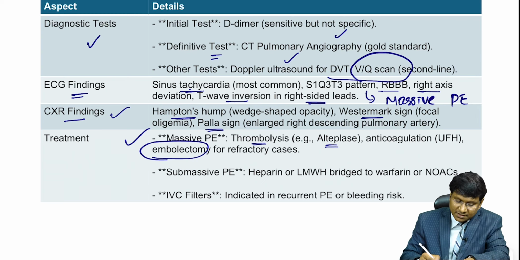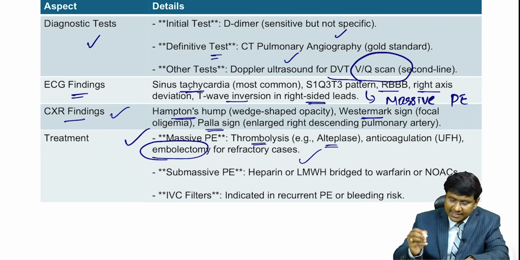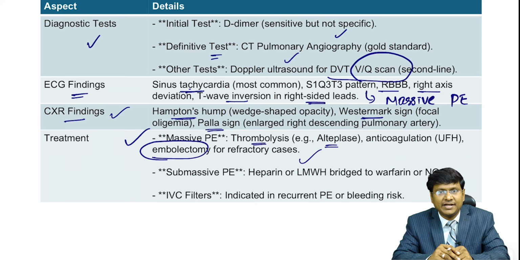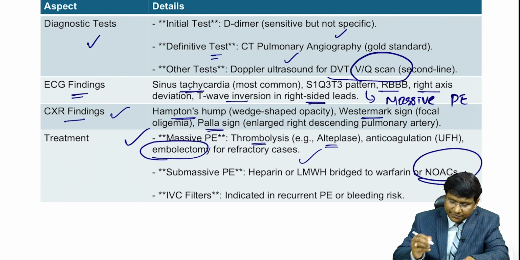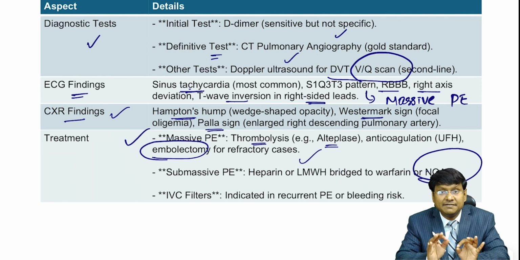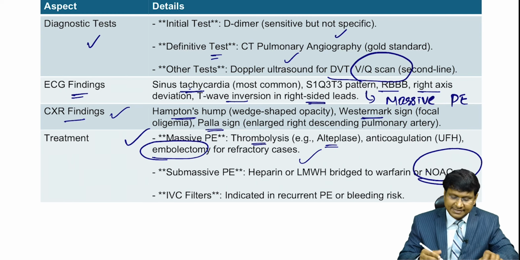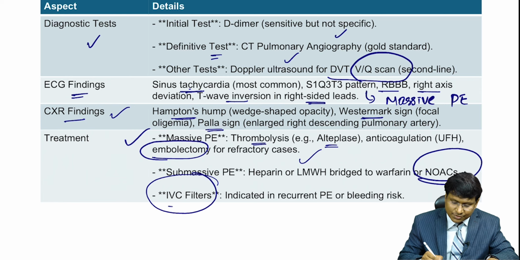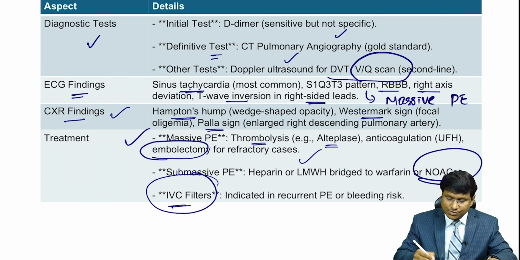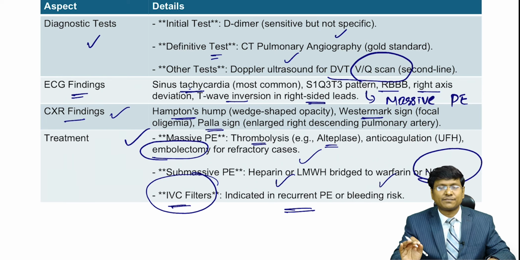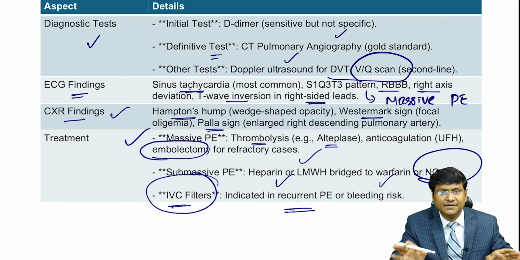Whereas in case of the submassive pulmonary embolism, the anticoagulants, that is low molecular weight heparin or fondaparinux, should be given during the time of the hospital admission, and at the time of discharge you need to give newer oral anticoagulants. But if the patient is having recurrent pulmonary embolism and the source is from the lower limb, then in such scenarios you need to place the IVC filters. So the IVC filter is indicated in case of recurrent pulmonary embolism, or in those individuals who are having the bleeding risk, you need to place the IVC filters.